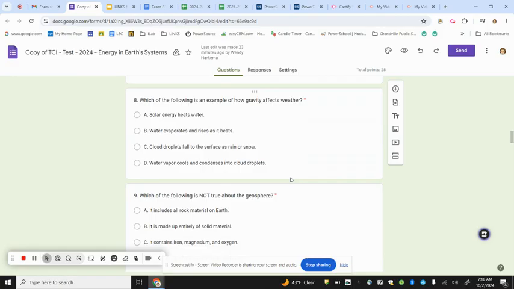Number 8, which of the following is an example of how gravity affects weather? A, solar energy heats water. B, water evaporates and rises as it heats. C, cloud droplets fall to the surface as rain or snow. D, water vapor cools and condenses into cloud droplets.